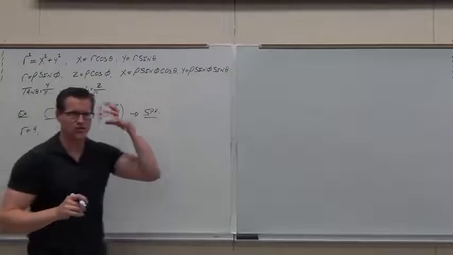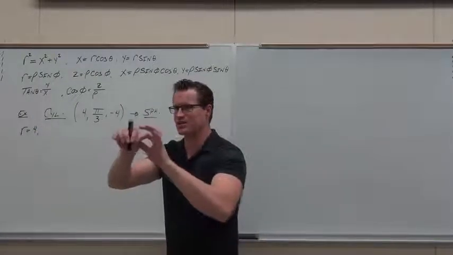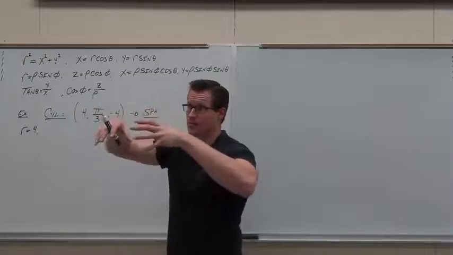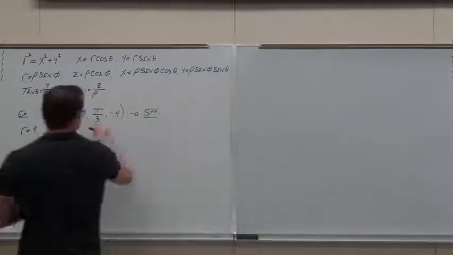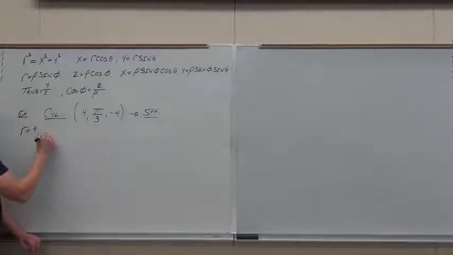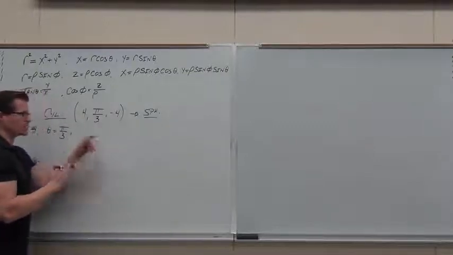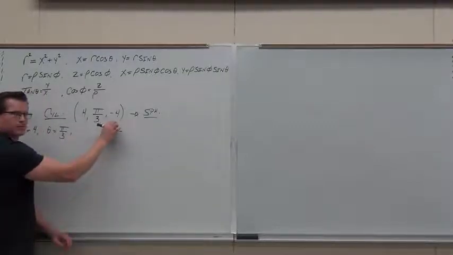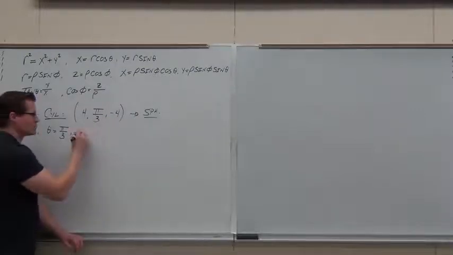What is that 4? That's an r. Are you guys making that shift in your head? That's an r because I have cylindrical. That's the r, the projection of the distance from the origin to the point, the distance from the origin to the projection of the point on the XY plane. What's that? Theta. And since we are in cylindrical, what's that? z. We're in cylindrical, so that is still z.